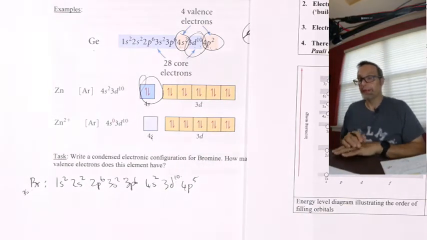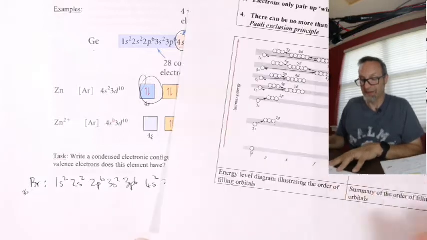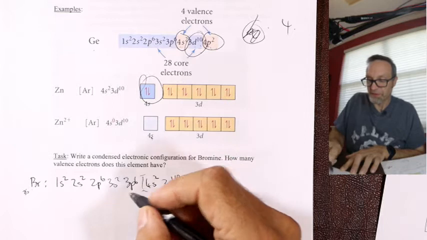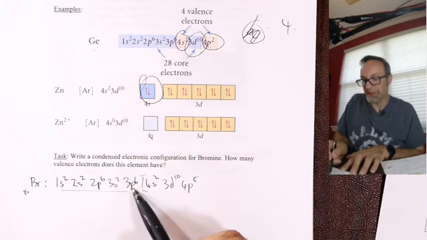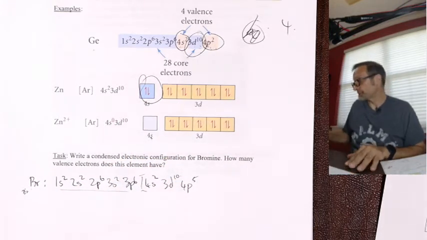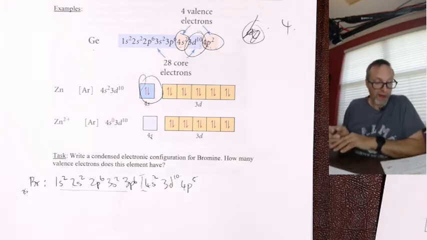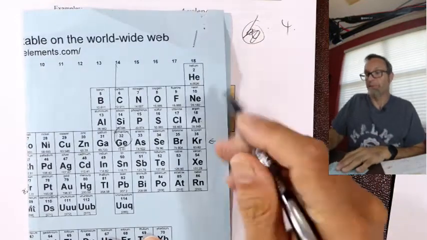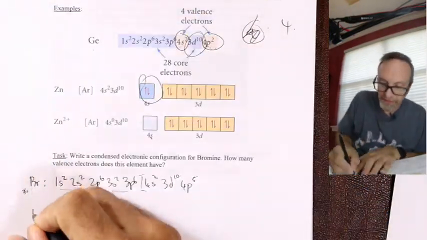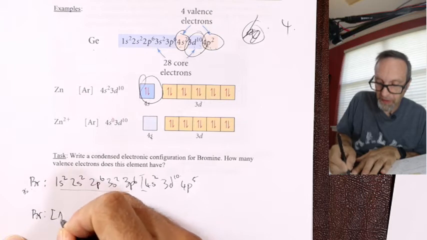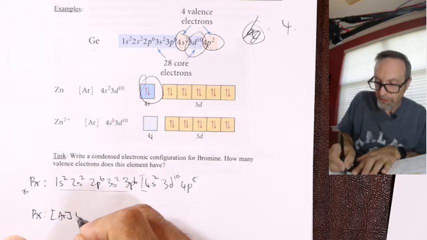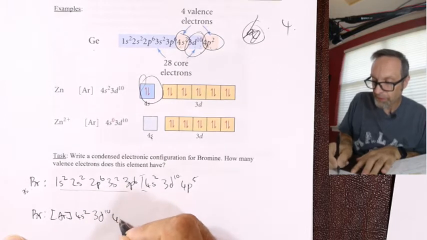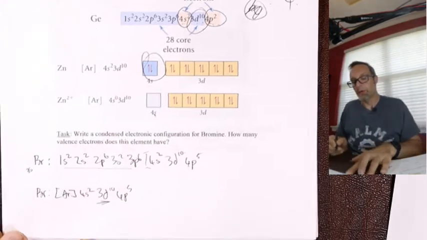Now, what is the core? What is the valence? Well, valence is layer 4 onwards. So that's the core: everything up to 3p6, which is 3 layers full. End of the 3rd row, argon. So I can write, as an abbreviation, argon, 4s2, 3d10, 4p5.